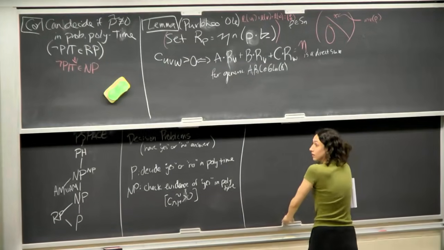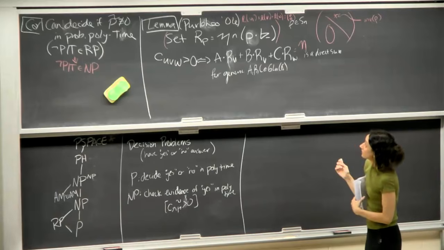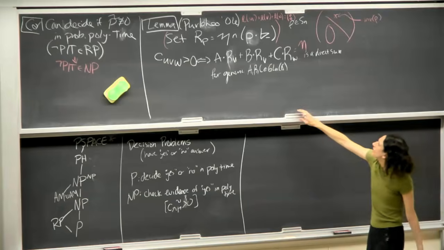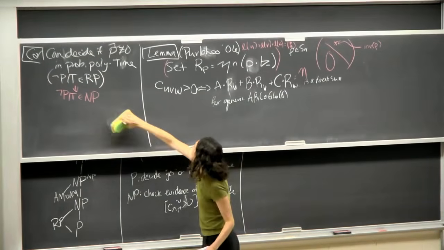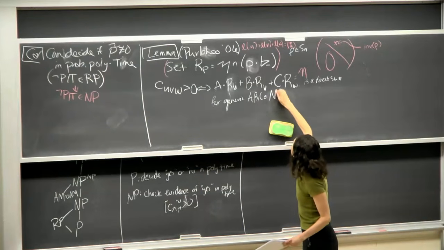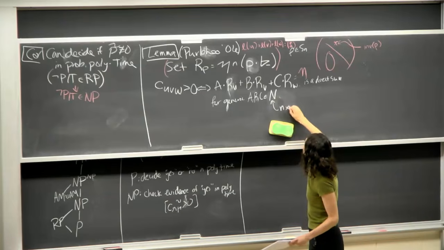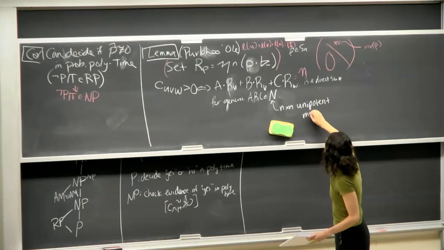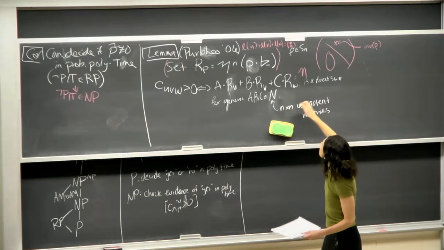Sorry, Colleen, are A, B, C in GLN or are they in like the? They're in GLN. Or sorry, I think I might want them to be unipotent actually. Okay. Thank you. That is exactly right.